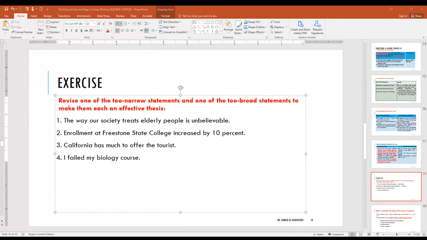What can we say? Think. "California has much to offer." Has much to offer. Much, that means too many things. We are talking about too many things. We'd like to make it more specific. There are several things, Sheikh. There are many tour sites a tourist can find in California.